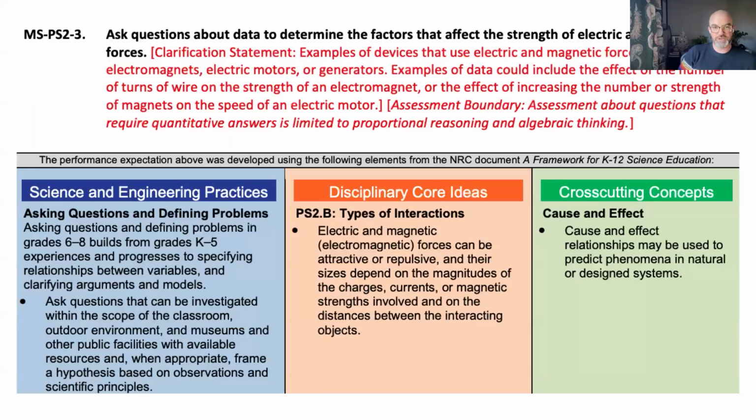And right now, what we're going to do is we're going to take a look at a standard that is MS-PS2-3. That standard asks students to ask questions about data to determine the factors that affect the strength of electric and magnetic forces. The SCP, of course, because that's the topic of our webinar, is asking questions and defining problems. Students need to understand types of interactions, that is electric and magnetic forces can be attractive or repulsive. There's more in there too.